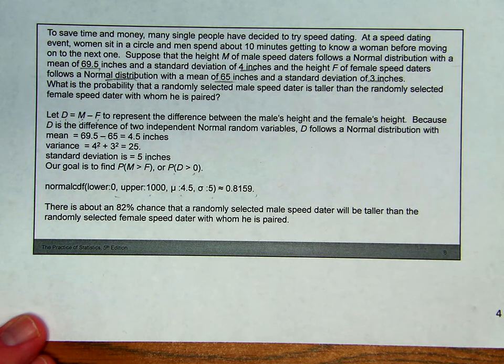There's about an 82% chance that a randomly selected male speed dater will be taller than a randomly selected female speed dater with whom he is paired.